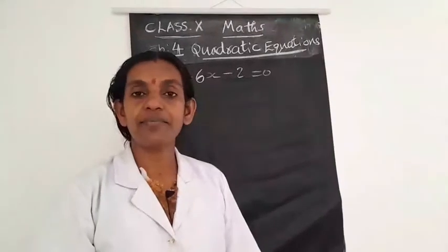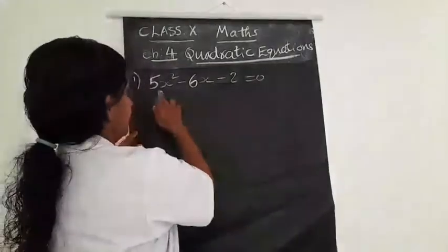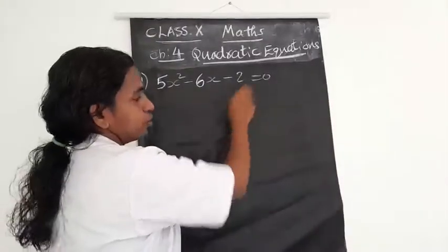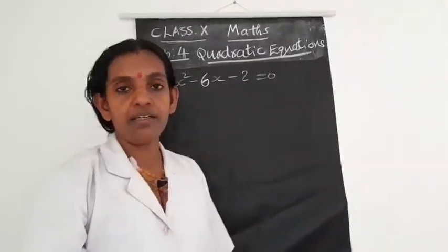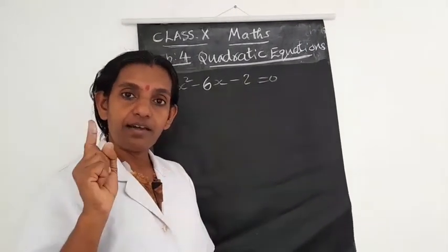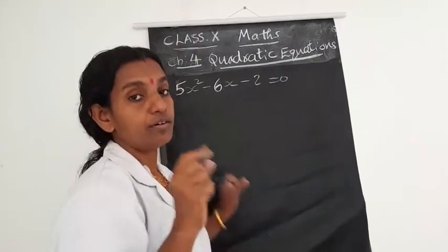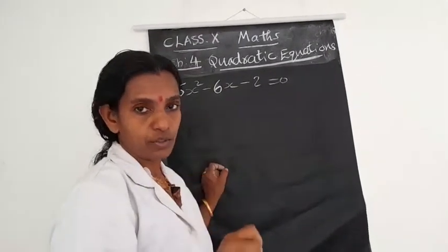Now we can discuss some examples. See question number 1. 5x square minus 6x minus 2 equal to 0. The question may be: find the nature of roots, and if it is having real roots, then find them. So first we can find the nature of the roots.